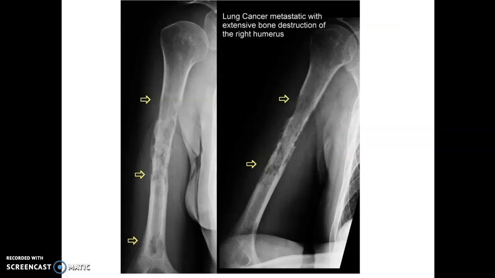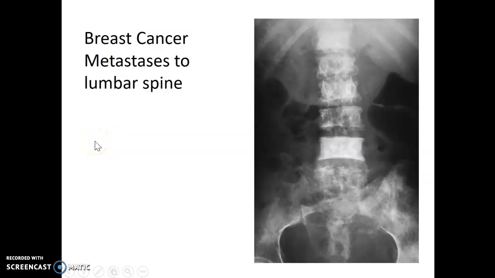Lung cancer, metastatic with extensive bone destruction. So can you see these sort of darkened circular areas? It's literally sort of eating away at the bone here, but it's lung cancer actually. Breast cancer can metastasize to the lumbar spine. There's white vertebrae right here. It's metastasized there.